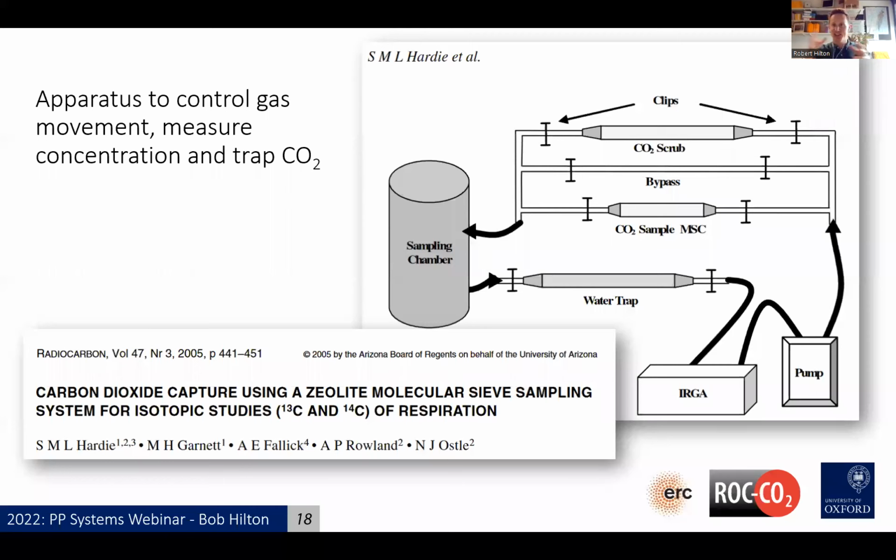Now, how did we actually deal with getting the gases? Well, this is where Mark Garnett's work comes in. This is a paper by Mark Garnett and collaborators, where they established this way of manipulating the gas through an infrared gas analyzer. That's not novel, really. But what they were able to do is manipulate it through a zeolite trap that could trap the CO2 and mean that you can carry that CO2 back to the lab in a stable condition and measure it.